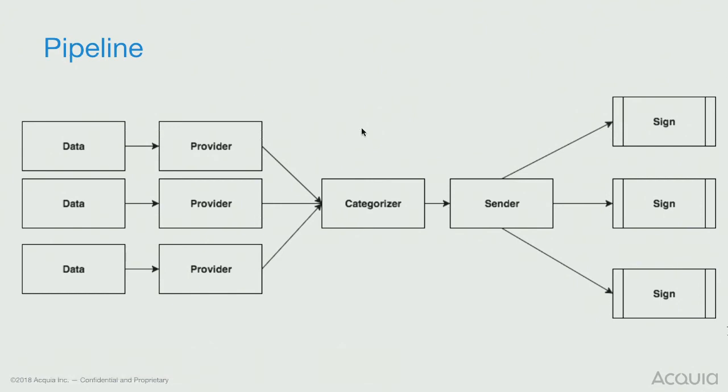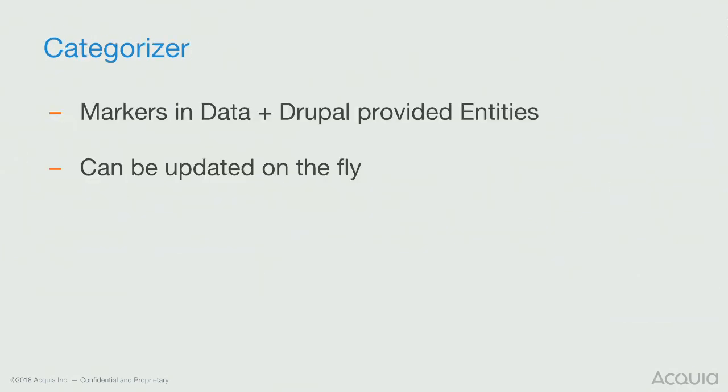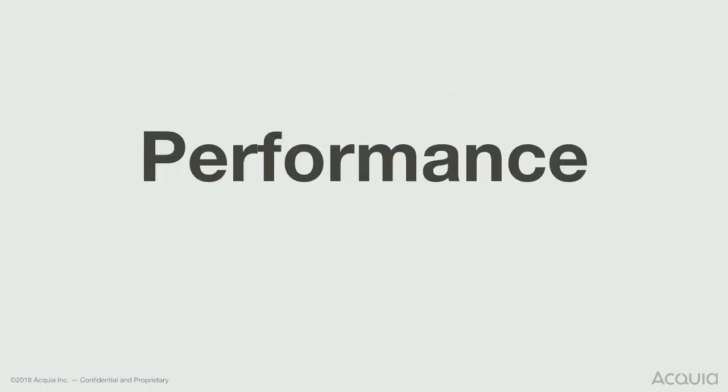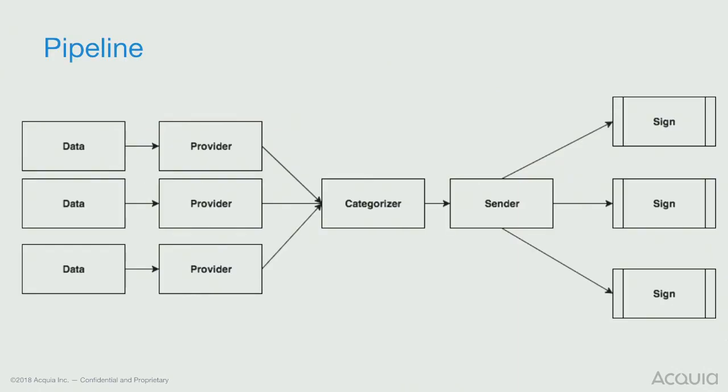If we've got all of this information in Drupal, we can now make Drupal an integral part to getting data from that initial source out to the signs. We can use markers in the data plus the Drupal provided entities to actually, again, do the winnowing down of that data into the smaller pieces. Let's talk about performance here real quick.